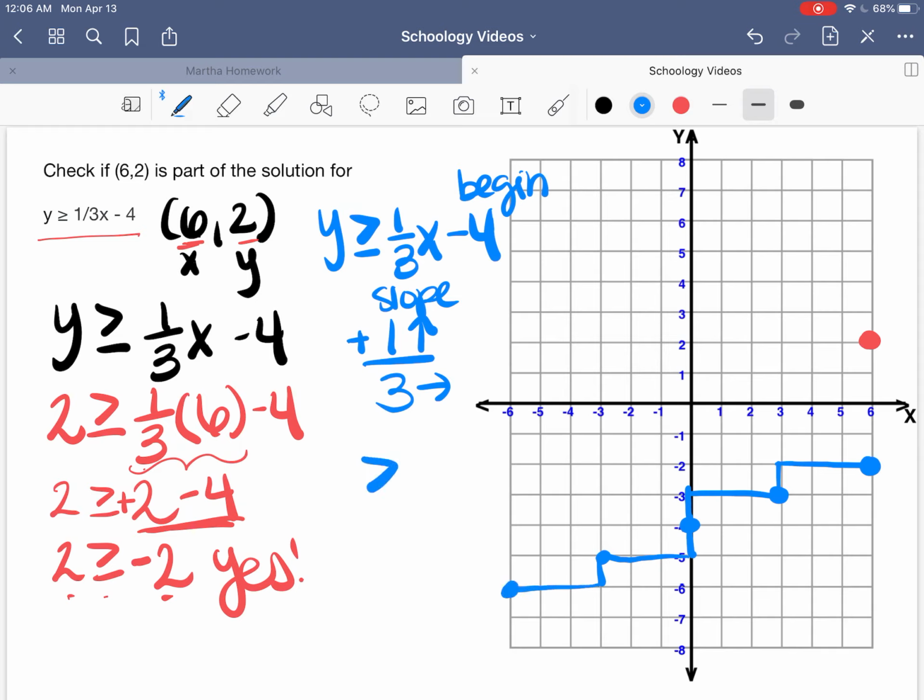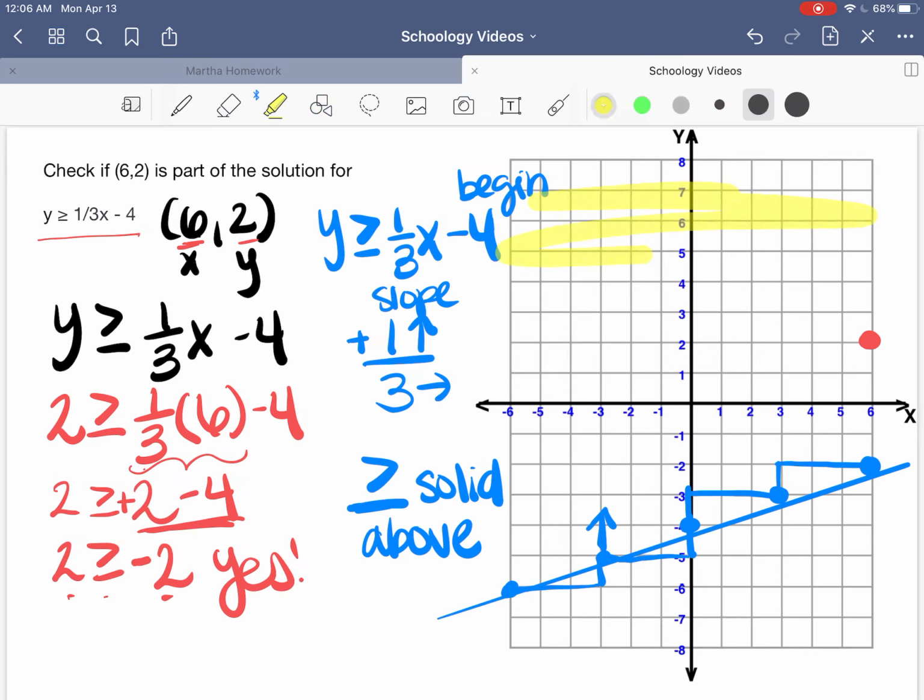All right, because this is a greater than or equal to sign, it should be a solid line because it's equal to. And because it's greater than, it should be shaded above. So pick a point, draw an arrow going up, and that's where your shading should be. So let me draw the line first. Here's my line, and we're shading on top of that line. So it should be up here. So that means that this point is part of my solution. So we got it right. All right, so that is all you have to do for this.